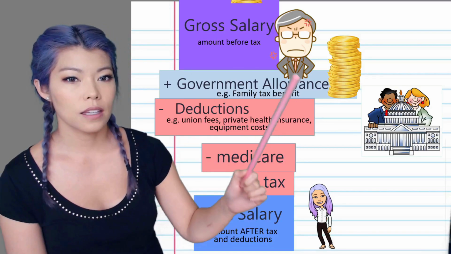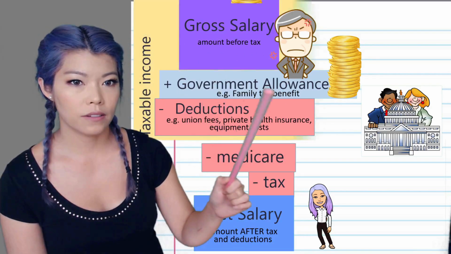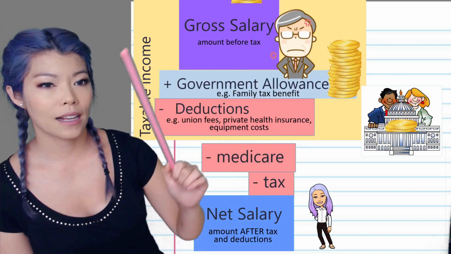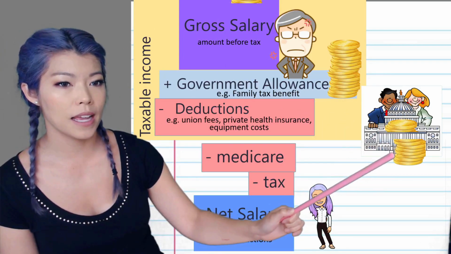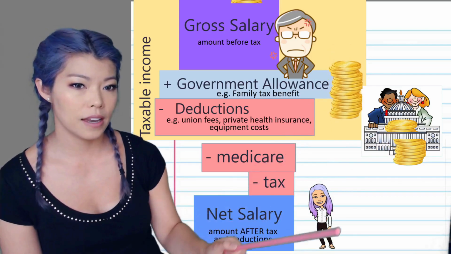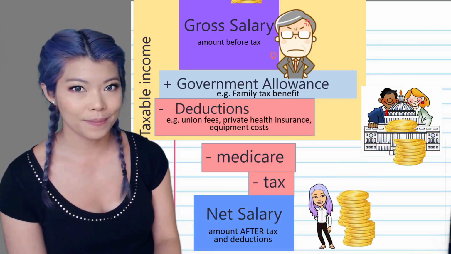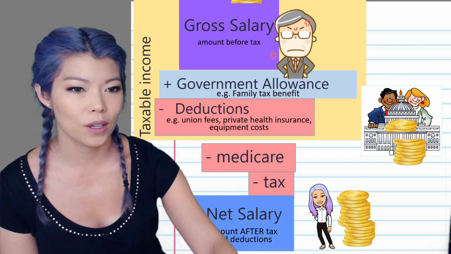So these changes to your gross salary form the taxable income. And from the taxable income, that's how you calculate the Medicare and your tax. And then you take home the net salary. Let's do this one more time because I know it's confusing.